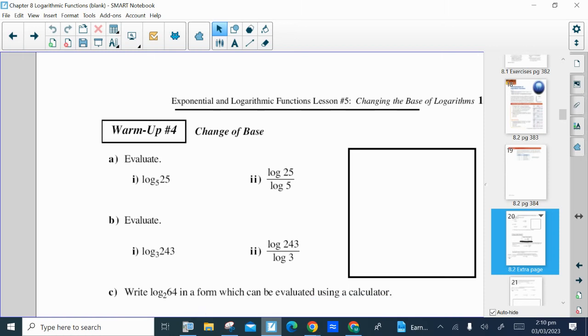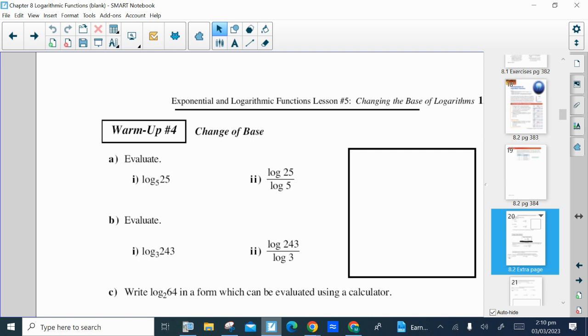Okay, so we're going to learn first about the change of base identity, which is how you can evaluate logs with any base. One of the options, especially if you don't have the newer operating system on your calculator. So we're asked first to evaluate log base 5 of 25.